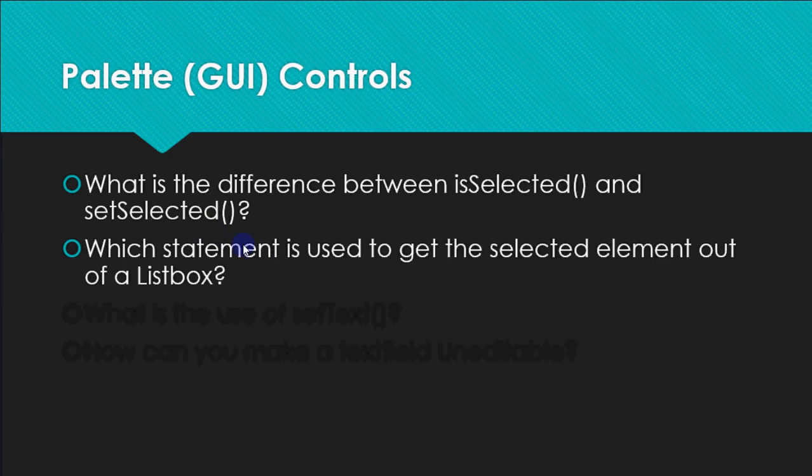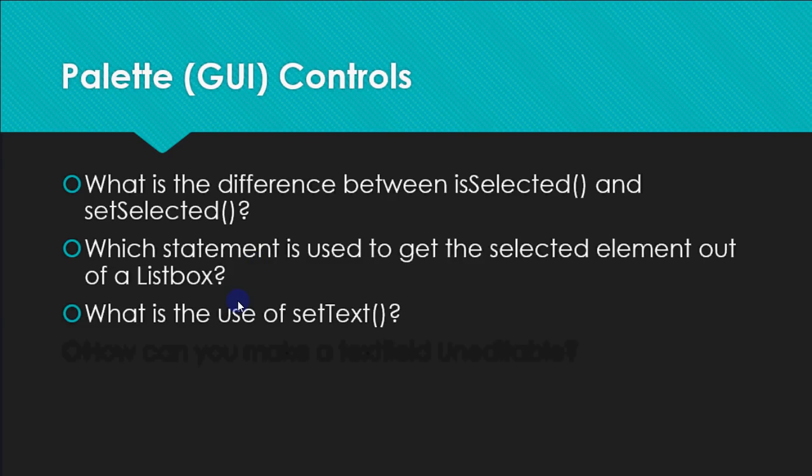Then which statement is used to get the selected element out of a list box? If you have to see which element is selected in the list box, the function is listbox name dot get selected index. Now get selected index will give the position of the selected element, but if we want the value, then it is get selected item. You answer both of these or any one of these, it should be correct. So get selected index and get selected item.